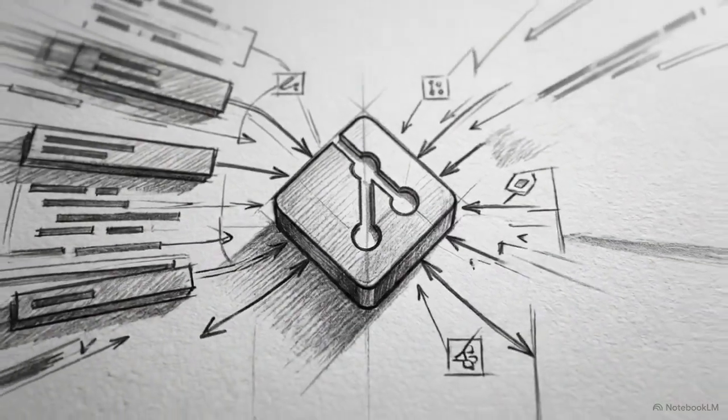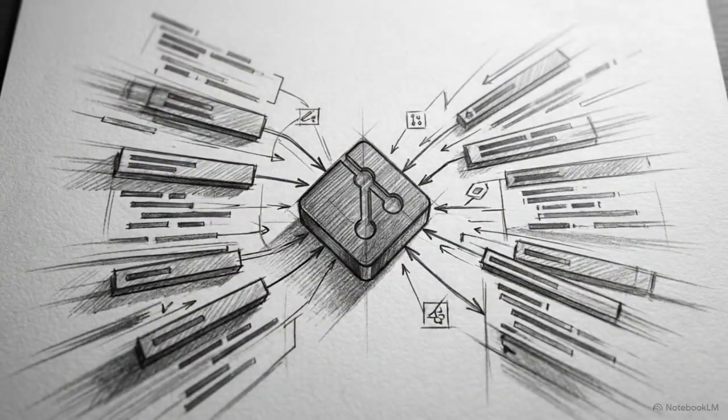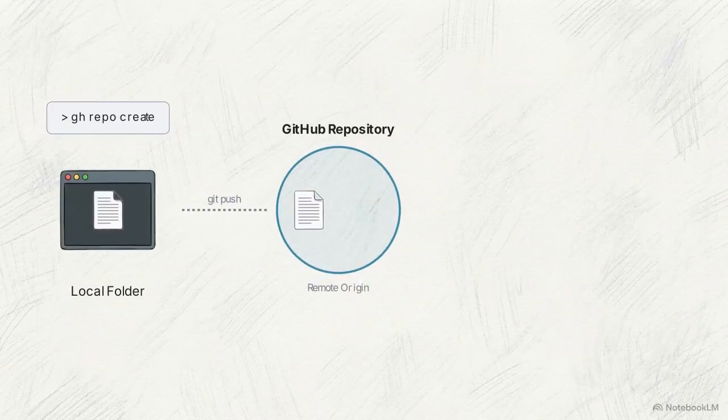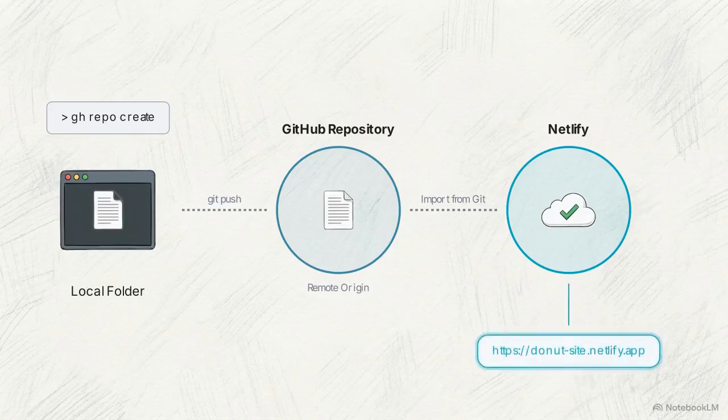Initialize a local Git repository in the folder, stage the HTML file, and save your first local snapshot by committing the code. Run gh repo create to make a private repository and push your code, establishing a remote origin. Finally, log into Netlify and select Import from Git. Once connected, Netlify detects your HTML file and triggers an automatic deployment to a live public URL.